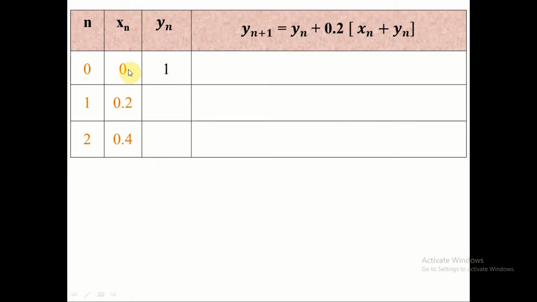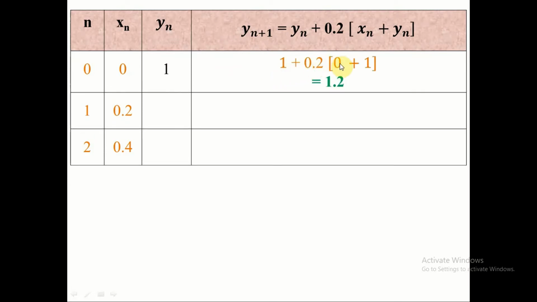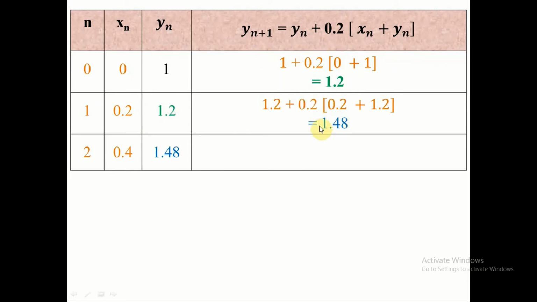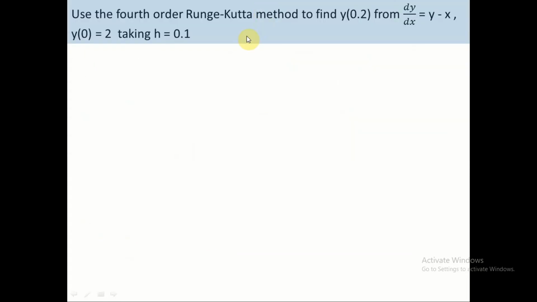Now putting xn equals 0 and yn equal to 1 in this equation, we get 1 plus 0.2 into 0 plus 1, that is equal to 1.2. This is the answer corresponding to 0.2, so we write 1.2 here. Now putting xn equal to 0.2 and yn equal to 1.2 in this equation, we get 1.48. This is the answer corresponding to 0.4, so we write 1.48 here. So we got all the required answers. Our answer is y of 0.2 equal to 1.2 and y of 0.4 equal to 1.48. Now let us discuss the problem 9C.